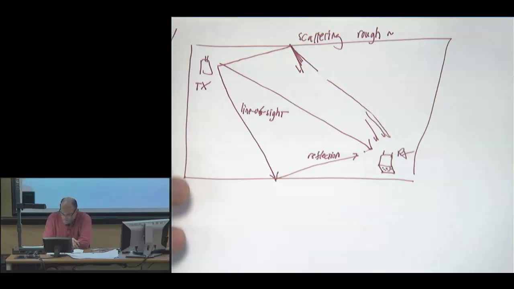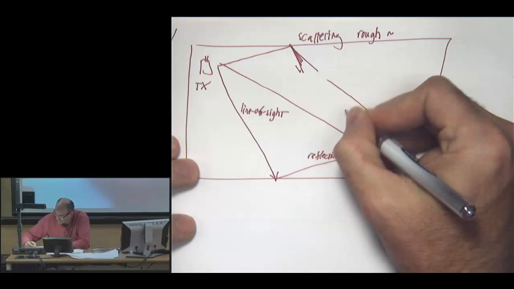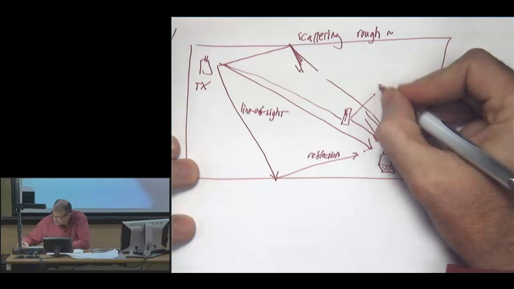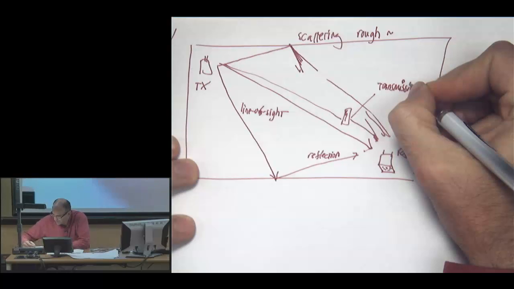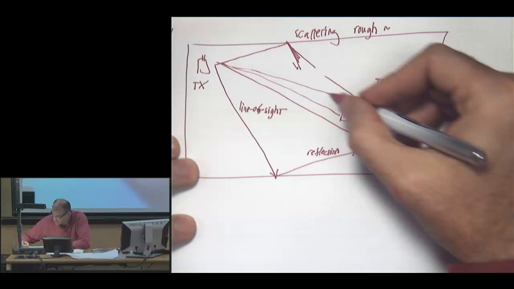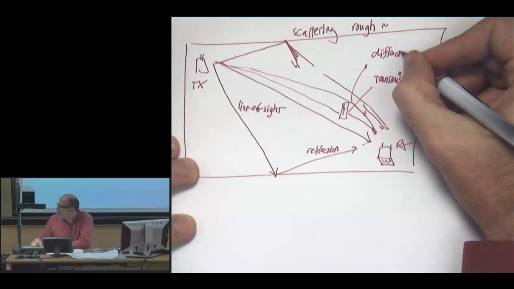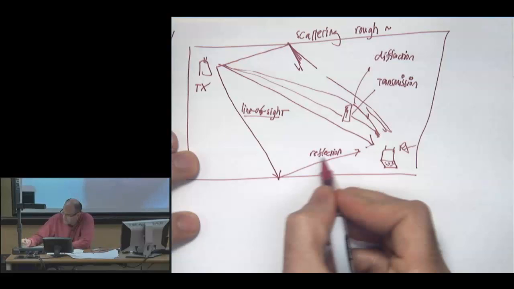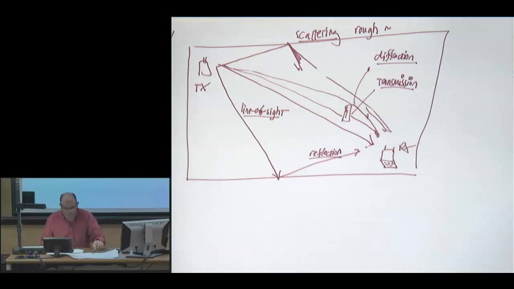And then finally, there are also two other modes of propagation. One is potentially transmission through an object. And there's also diffraction, which is the bending of signals around objects. So the main mechanisms of propagation we need to be aware of are line of sight, reflection, scattering, transmission, and diffraction here. Transmission often is not included, but I like to put it here.